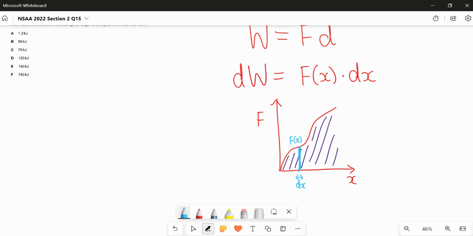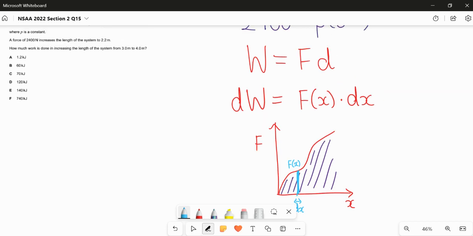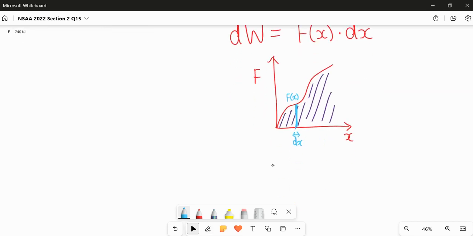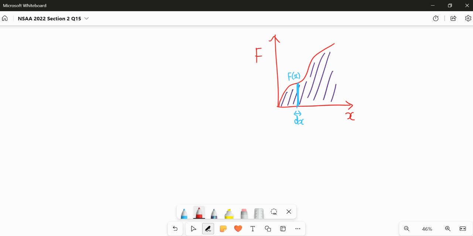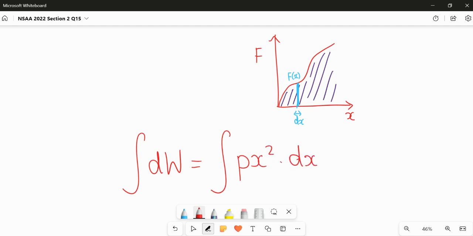So how do we get the total work done between 3 meters to 4 meters? Well, we'll need to sum up these little bits of work done. So we'll need to sum, i.e. integrate these little bits of work done, which is the integral of p x squared times dx, the change in the extension.